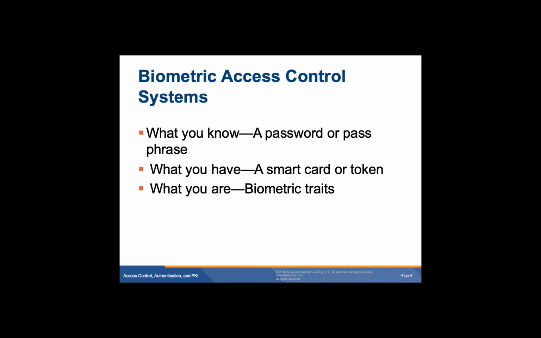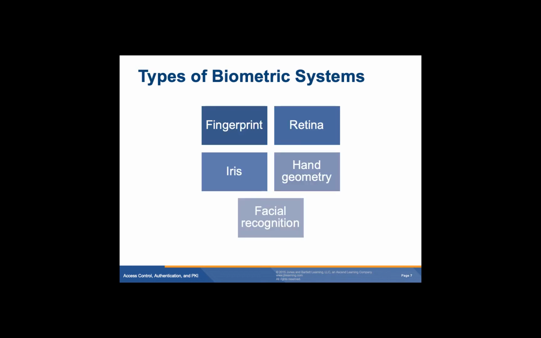things like what you know, a password or passphrase, what you have, a smart card or a token, and what you are, biometric traits. Types of biometric systems include fingerprint scans, retinal scans, iris scans, hand geometry, and the much talked about facial recognition.